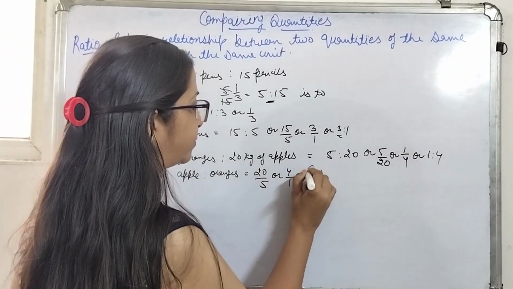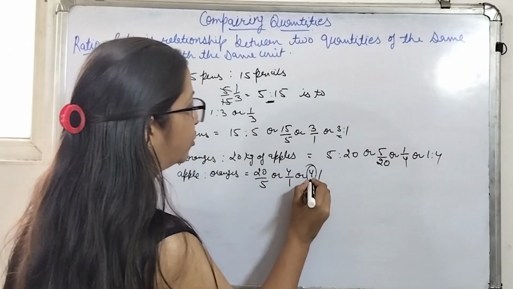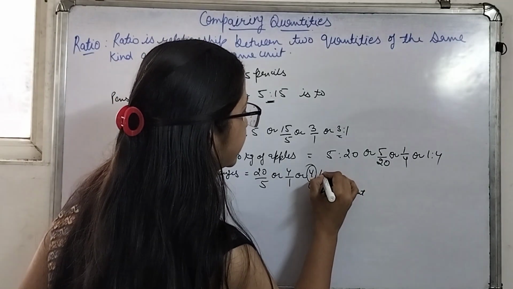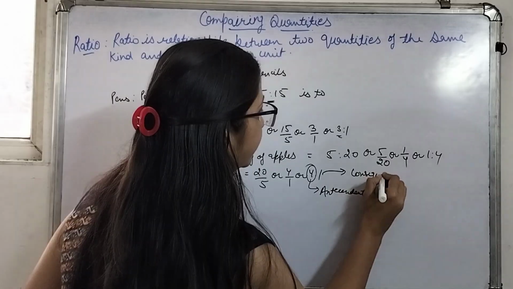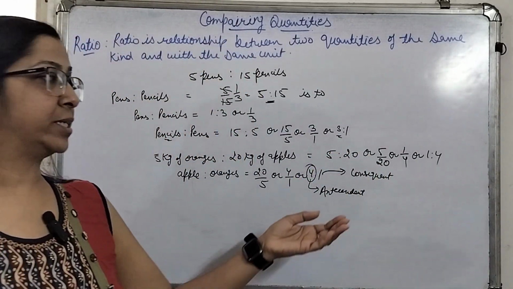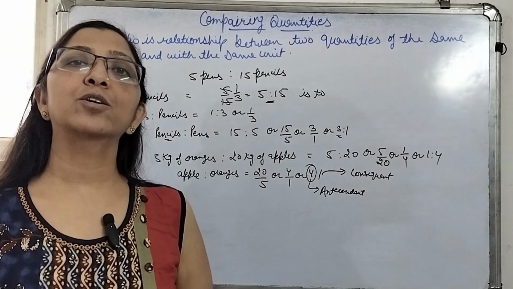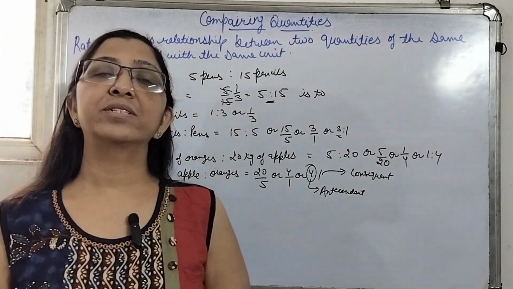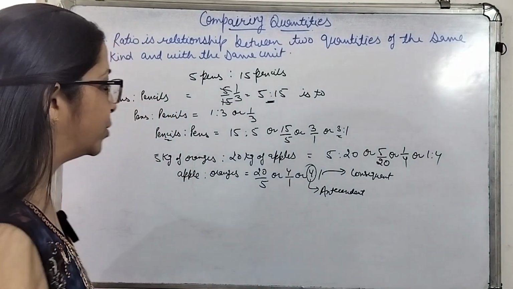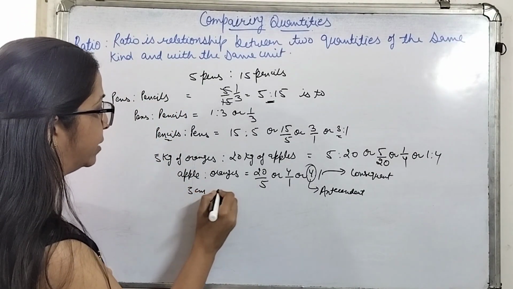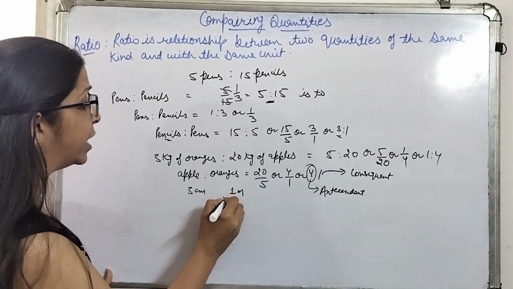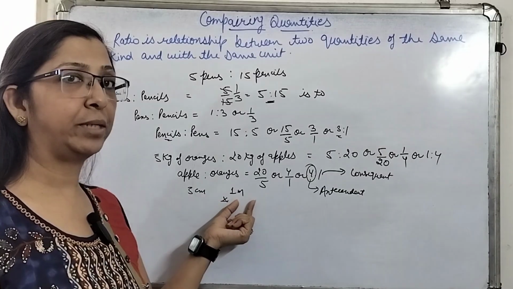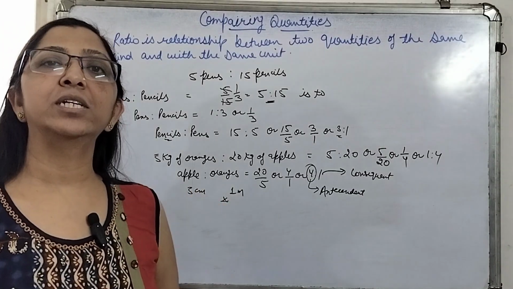The first term of the ratio is known as antecedent, and the second term is known as consequent. Whenever we are comparing any two quantities, always and always their units should also be the same. Like if I am going to compare 5 centimeters with 1 meter, I can't do that. Because one is 5 centimeters and another is 1 meter, I can't compare these two because their units are different.